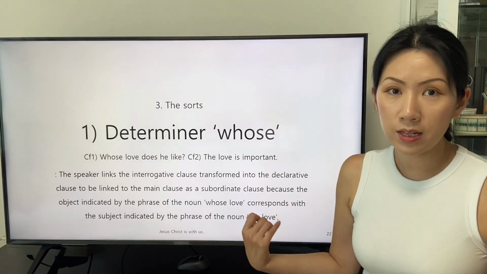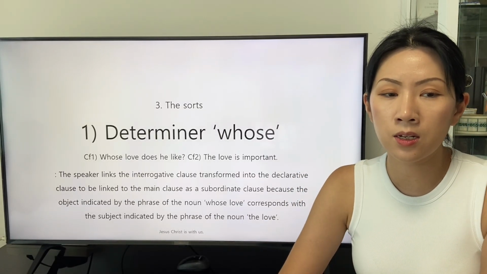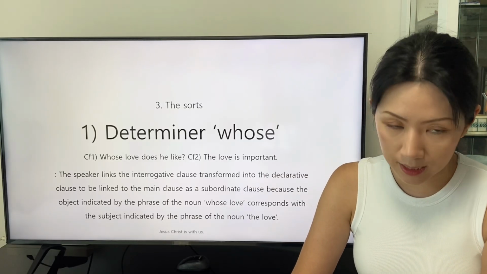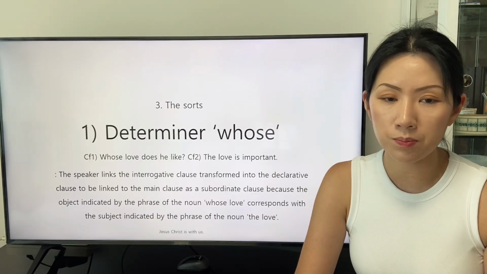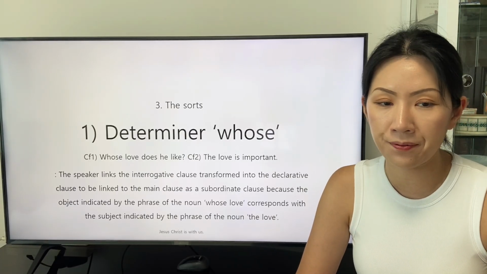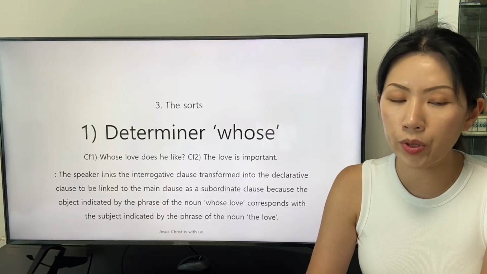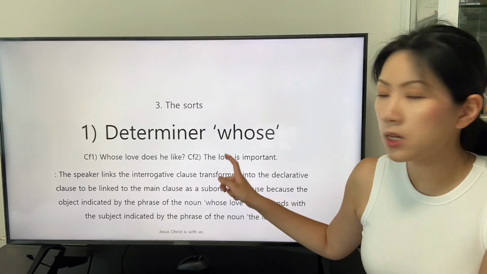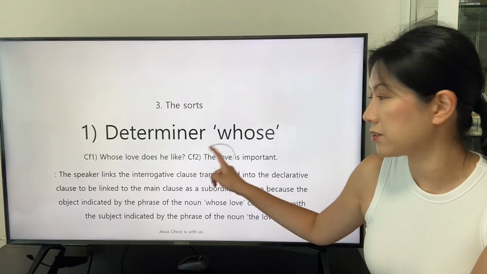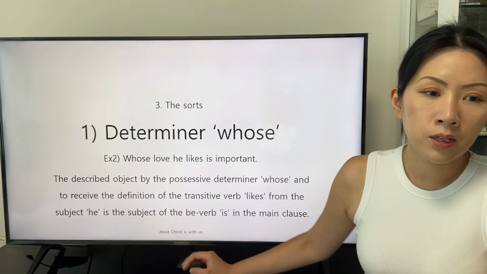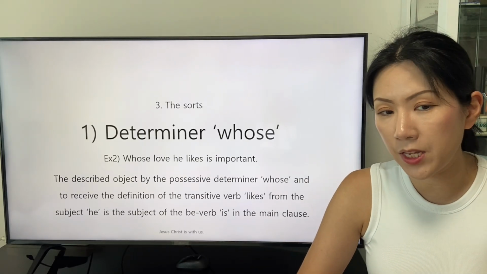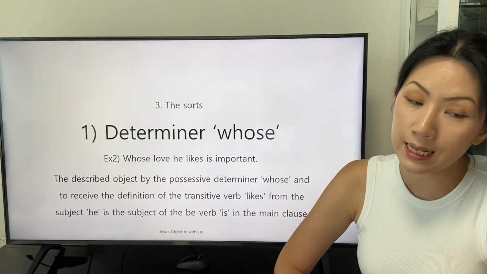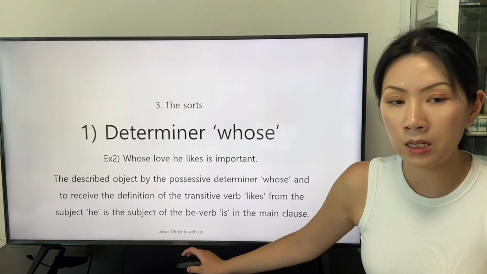Let's read the explanation together. The speaker links the interrogative clause transformed into the declarative clause to be linked to the main clause as a subordinate clause because the object indicated by the phrase of the noun whose love corresponds with the subject indicated by the phrase of the noun the love of the second clause. The object described by the possessive determiner whose, and to receive the definition of the transitive verb likes from the subject he, is the subject of the be verb is in the main clause.